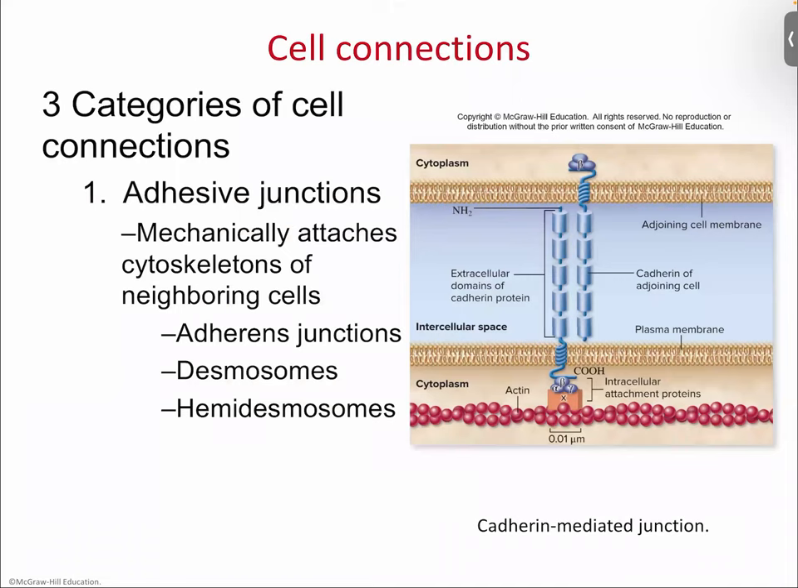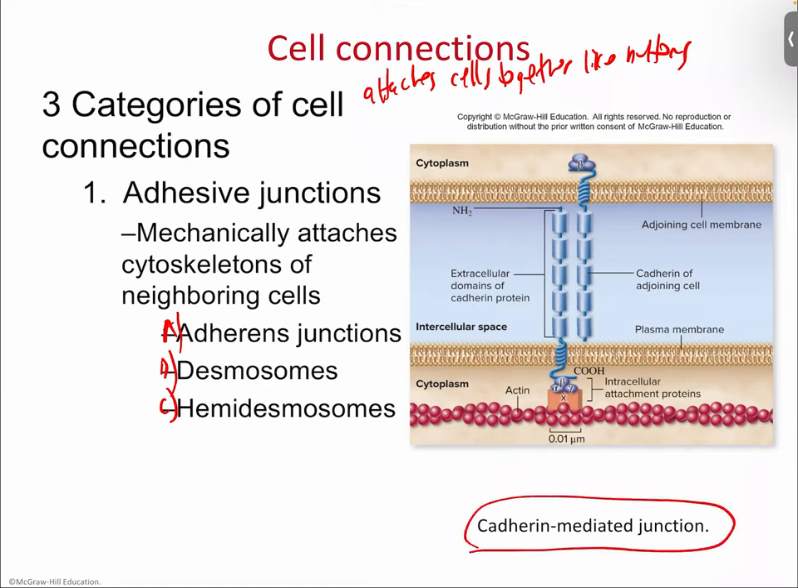The adhesive junctions are basically a type of junction that will attach two cells together, kind of like buttons. And there's different types. So you have adherens junctions, desmosomes, and hemidesmosomes. These are all different types of adhesive junctions. This is just one type of what's called a cadherin type of junction.